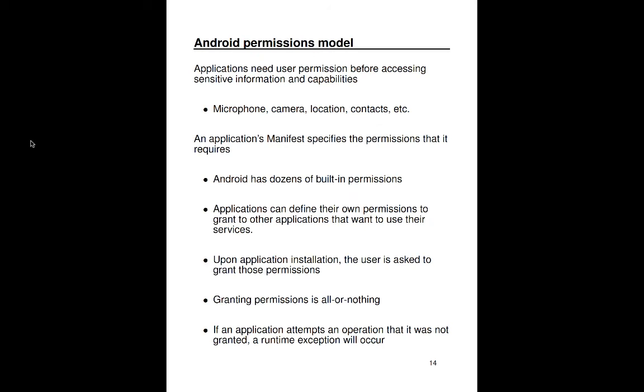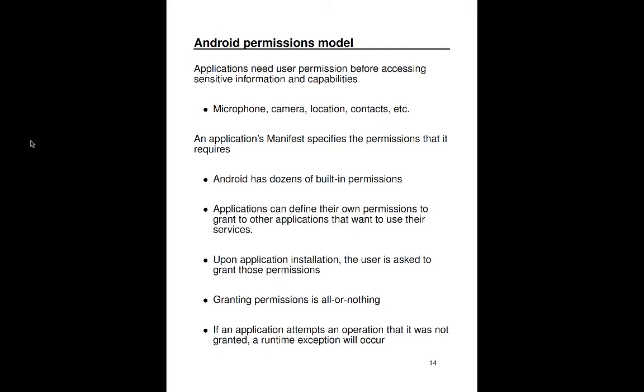Android has a very robust permissions model that empowers the user to decide if they'll allow an application to access information and capabilities. Essentially, applications need user permissions before they're able to interact with things like the device's microphone, camera, its location, or the contacts. One of the things specified in an application's manifest is a list of the permissions that it requires in order to operate. The Android platform defines dozens of built-in permissions, but it's also possible for an application to define its own permission. This allows an application to interact with the services provided by another.